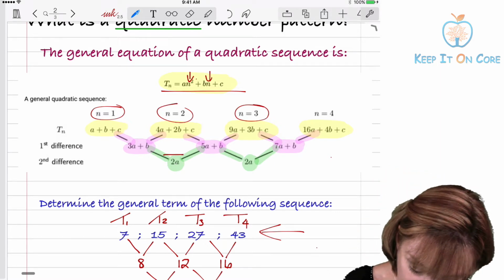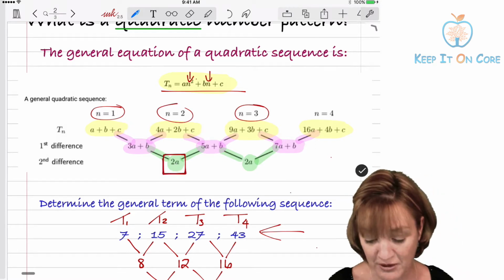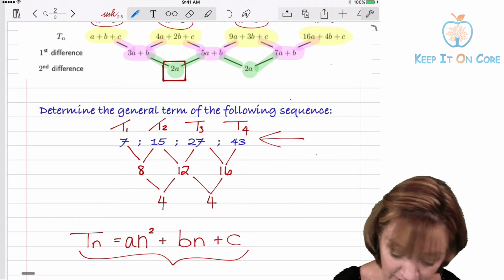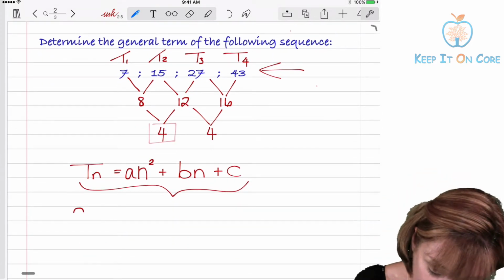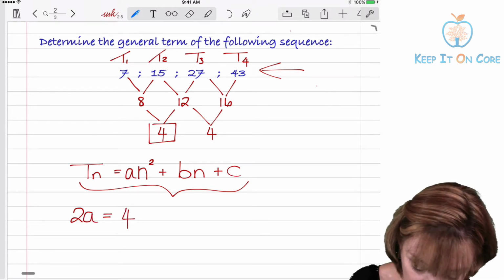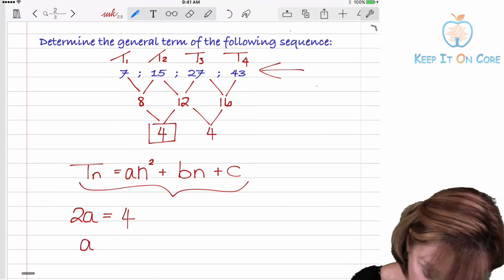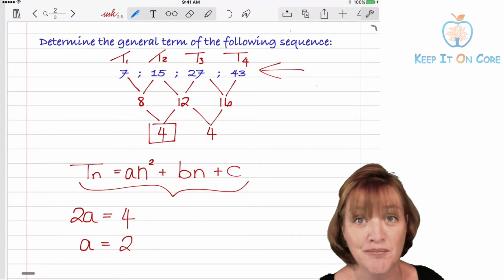Do you agree that this value of 2a down there represents the second common difference? All right. So if your second common difference is 4, and 2a represented my second common difference, then I'm going to say 2a equals 4. I'm going to be able to solve for a by dividing by 2, and in this case a ends up equaling 2.